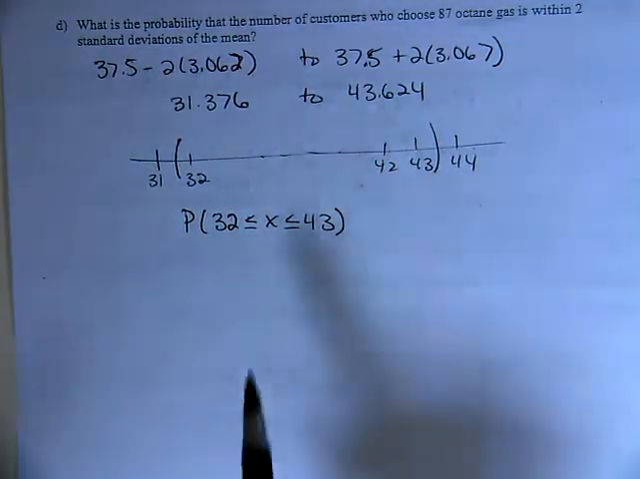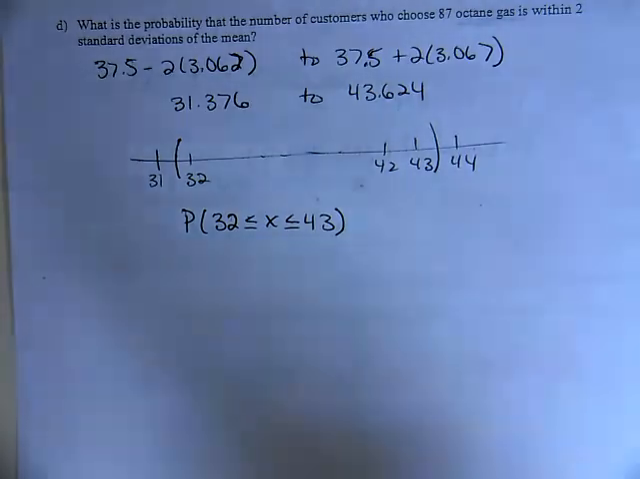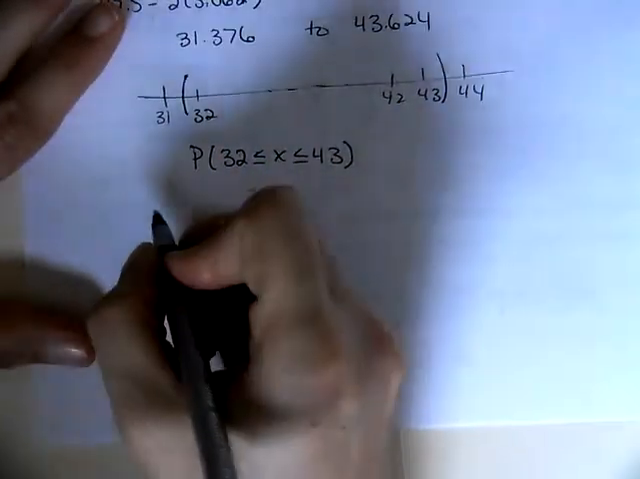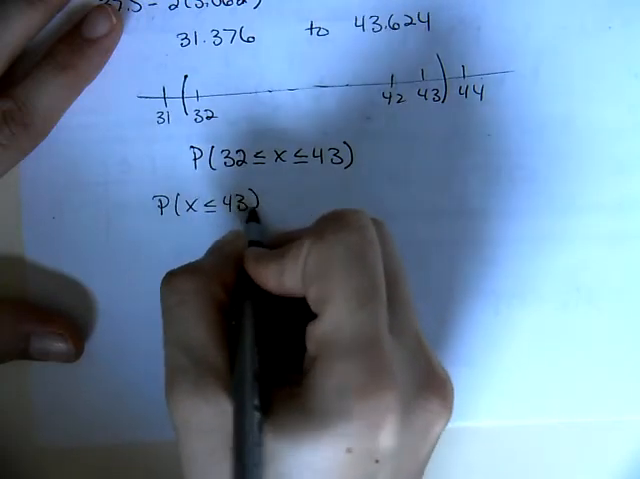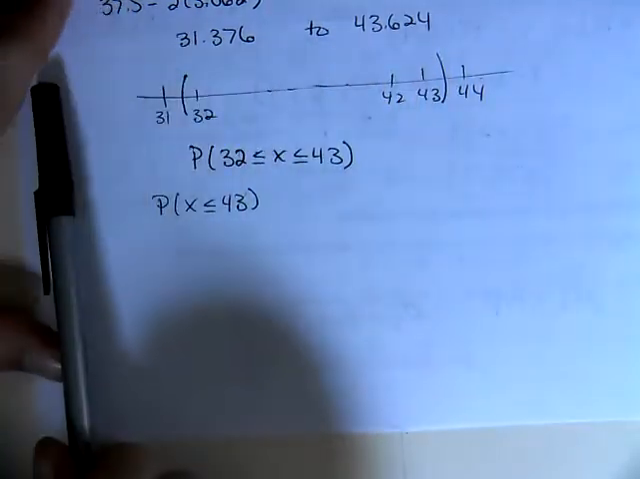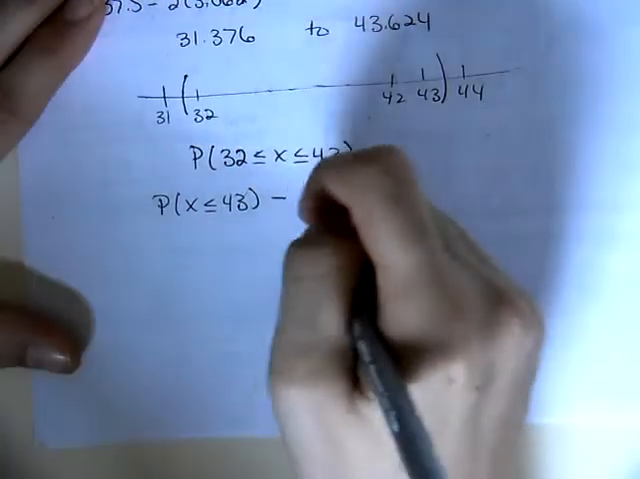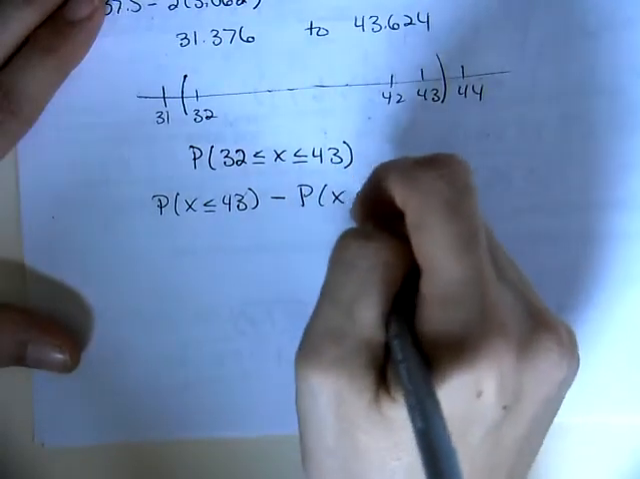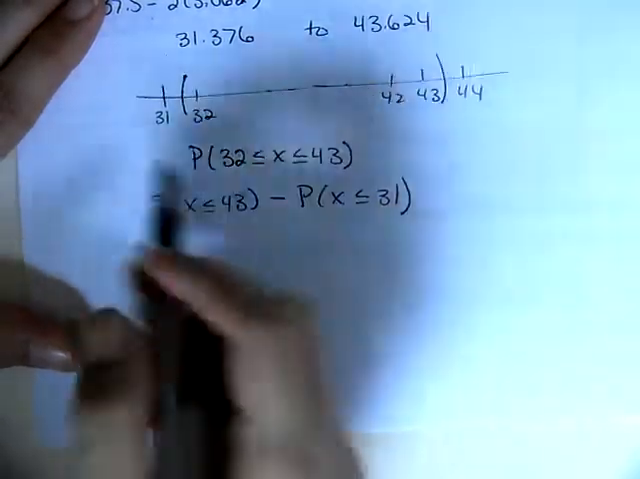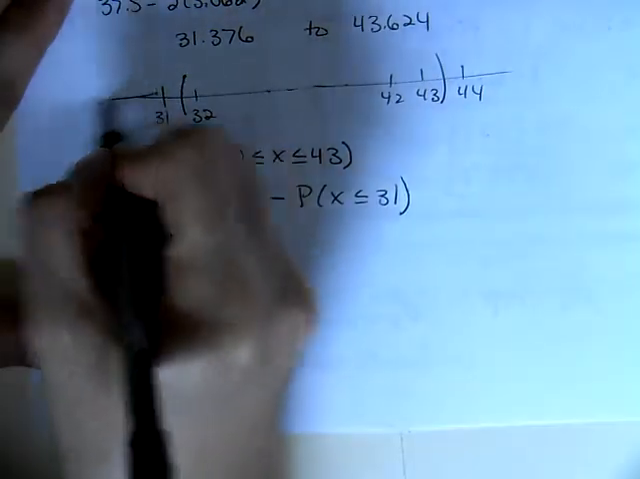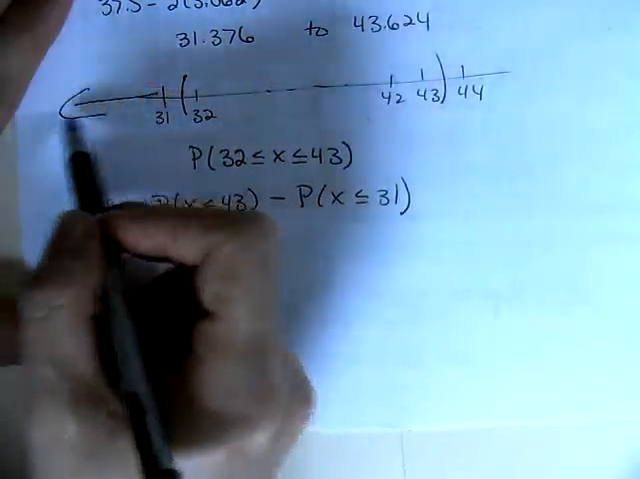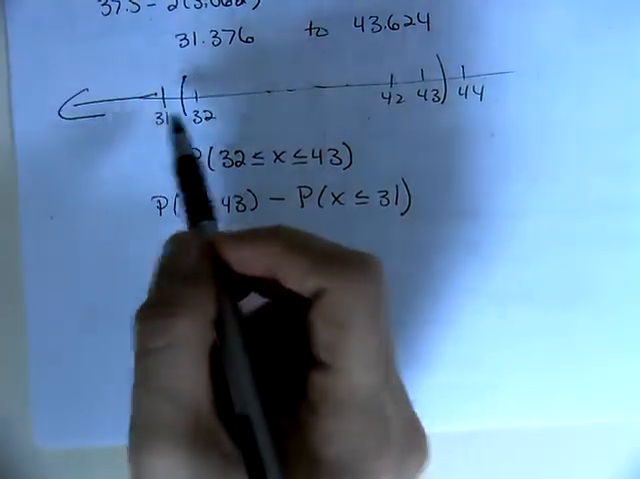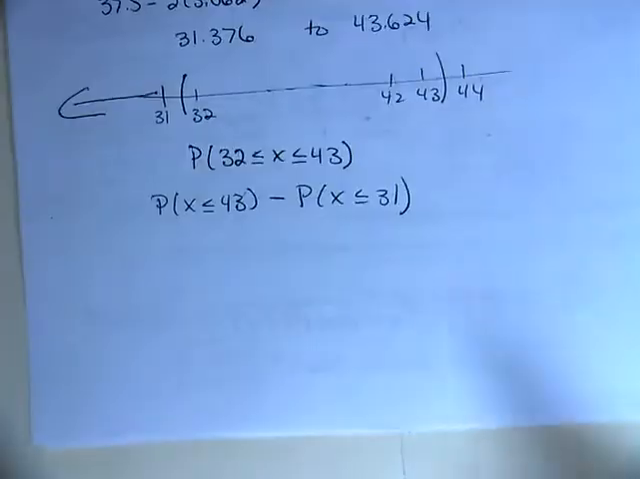Now, again, cumulative is only less than. So I'm going to find the probability x is less than or equal to 43. So I'm going to take 43 and below, and I'm going to subtract the probability x is less than or equal to 31. So that'll get rid of all this stuff. So I'm going to go 43 and less. I'm going to subtract 31 and less. Again, remember, there's really nothing in between 31 and 32.